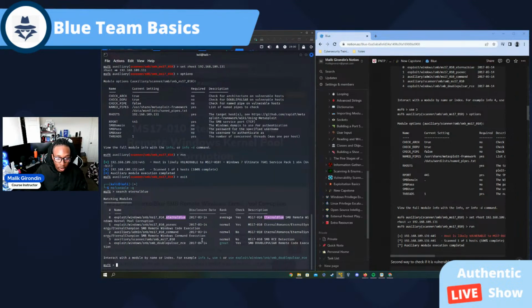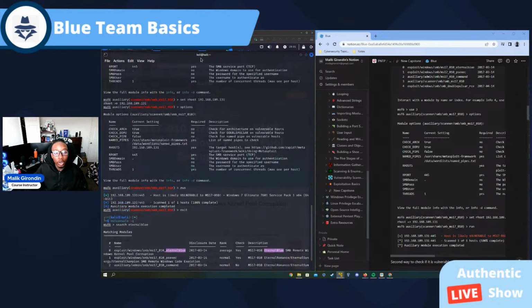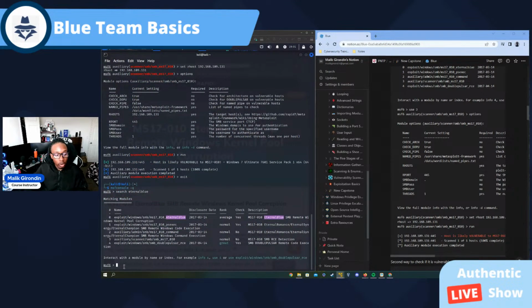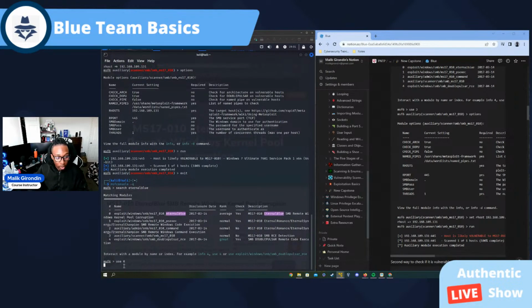EternalBlue. Remember, we used 3, which was just an auxiliary scanner. It wasn't an exploit. We're just seeing if it was. There we go. Look at the description. Did it detect MS17? Is it exploitable on that machine? And it did. So we got that. And this is all stuff that should be documented in our CherryTree notes when I'm running out of time. So let's use 0. We're going to exploit it now.